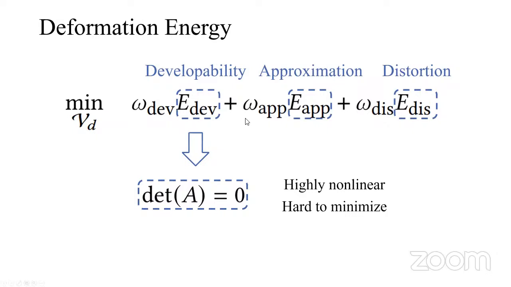To drive the deformation, we define an energy function. The energy function contains three terms. The first one is the edge-oriented discrete developability. The second one is the approximation term to control the approximation error between the input and the output to be small. The third one is the distortion term, used to reduce the flipped and degenerate triangles in the deformation process. However, in our developability, we need to enforce the four determinant conditions. This determinant condition is highly nonlinear, and it is hard to minimize.